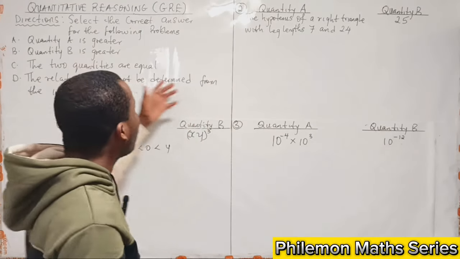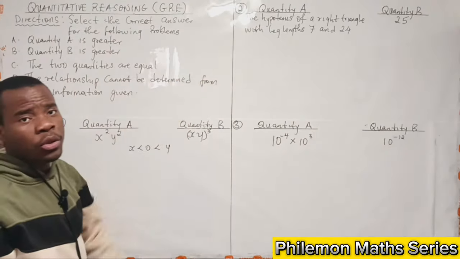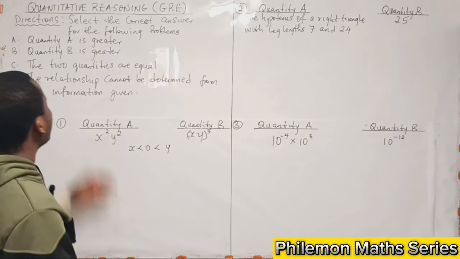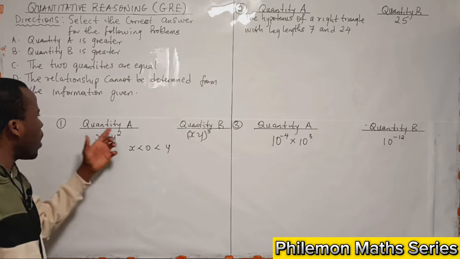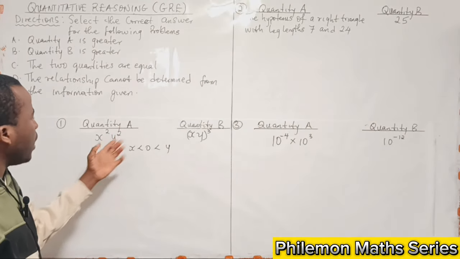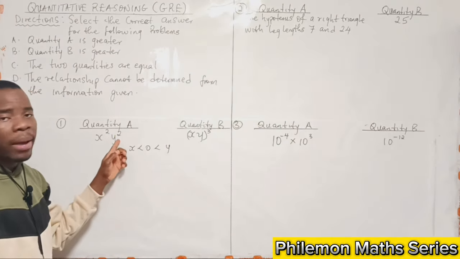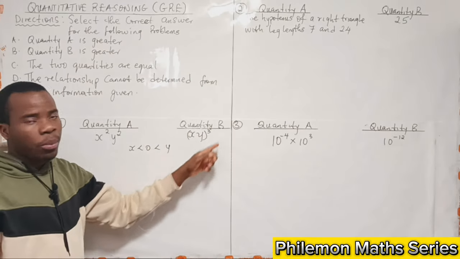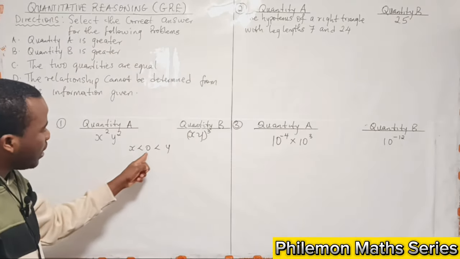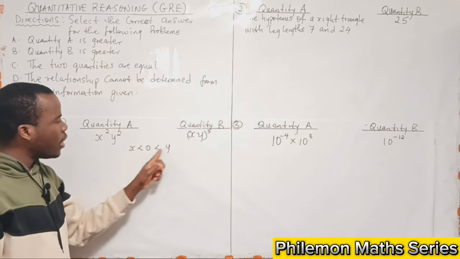In today's video, we are going to solve some problems on GRE Quant. So we are asked to select the correct answer from the following problems. Question 1 says, we are given that quantity A is x squared multiplied by y squared and quantity B is x y cube. And we are told that x is negative and y is positive.